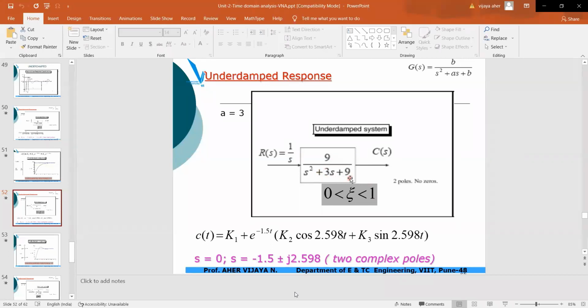Again, you are having two poles, no zero. First pole is at S is equal to 0. For the second pole, find out the roots of the characteristic equation, S square plus 3s plus 9. You will get two roots, S plus something, S plus something. But for this equation, you will get roots with j omega. So two poles are there, and one pole is at S is equal to 0.